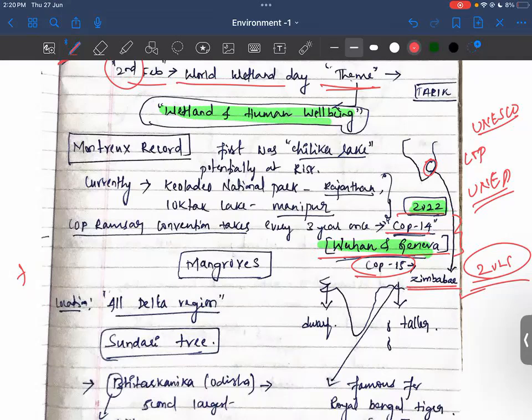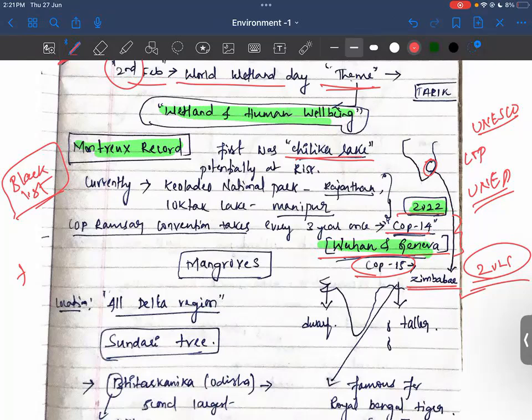And one more aspect of the Ramsar Convention is the Montreux record. This is a kind of blacklist of the Ramsar Convention, where Ramsar sites are added if they are not properly maintained, or if some wetlands are polluted or undergoing ecological degradation. Such wetlands will be added to this list. The first such Montreux record wetland was Chilika Lake.